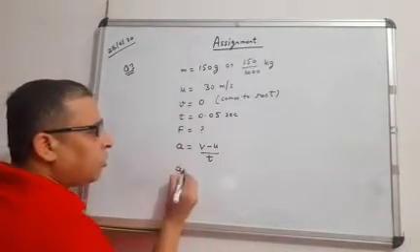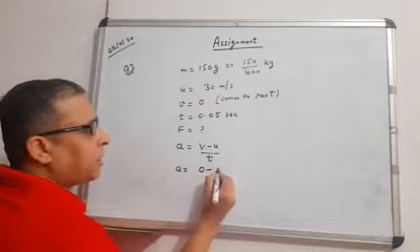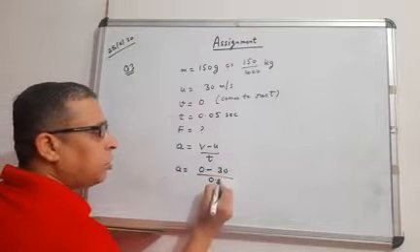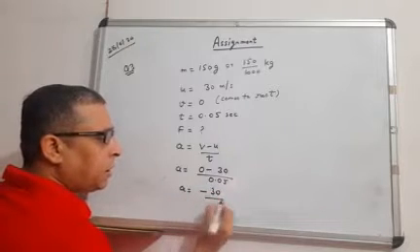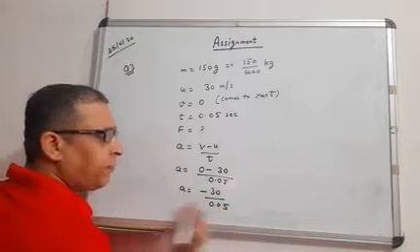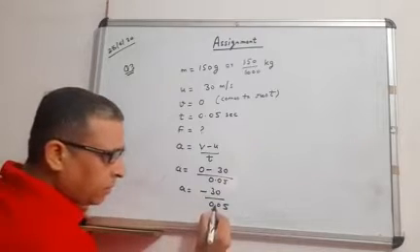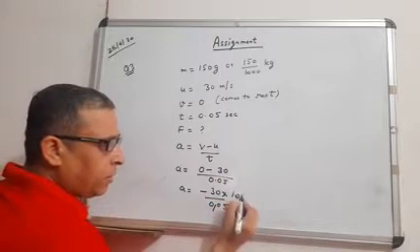Now putting the value, a is equal to 0 minus 30 upon 0.05. a is equal to minus 30 upon 0.05. Now I am removing the decimals, multiply, this will give you 100.